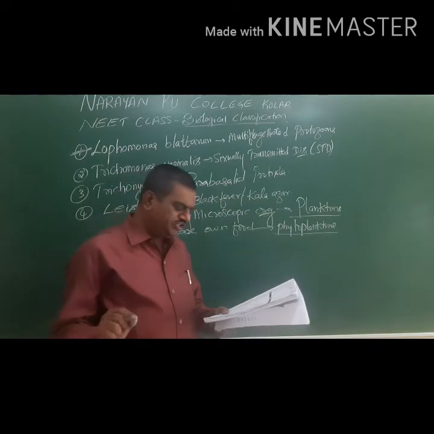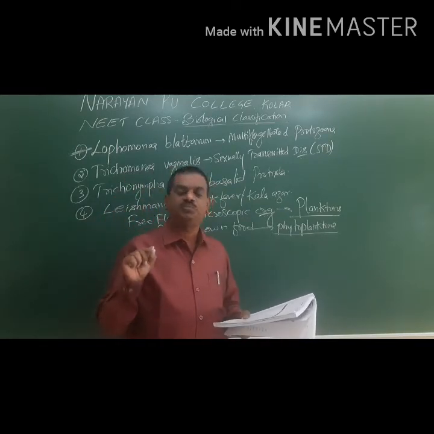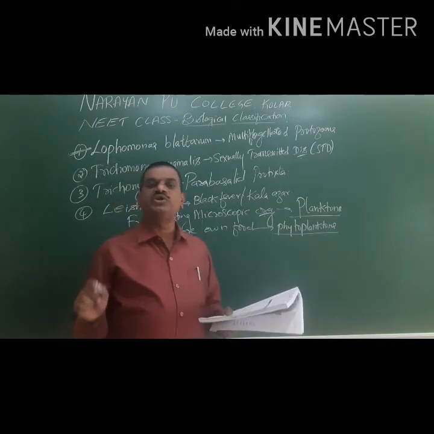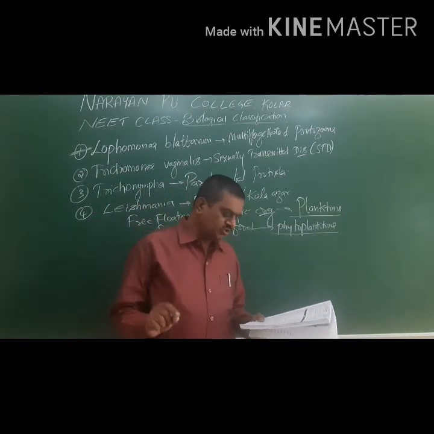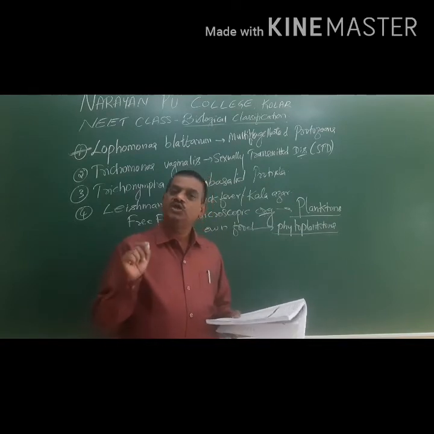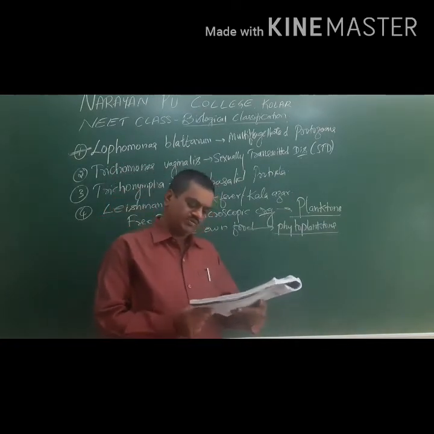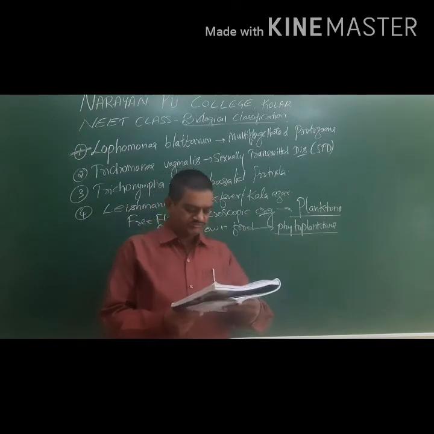The fourth option, paramecium. So paramecium is always called a ciliated protozoan. Here there is a presence of cilia as the locomotory organs. Paramecium is also called the slipper animalcule. So here the right option is Trypanosoma. We go for the 8th question.